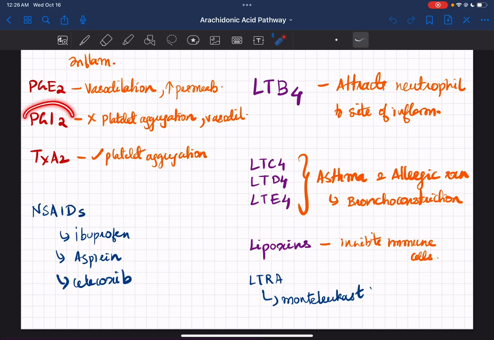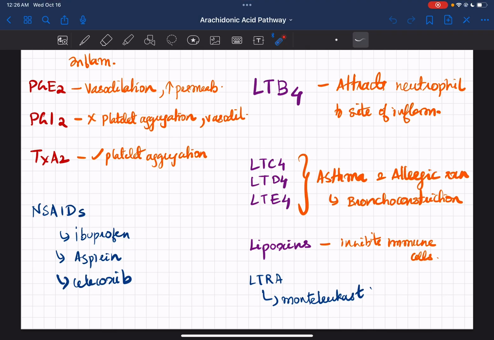Similarly, what about prostaglandin I2? It prevents platelet aggregation and increases vasodilation. Another compound is thromboxane A2. This promotes platelet aggregation. So each prostaglandin has its own function, and each of them gets released depending on the situation and the injury that the body has gone through.